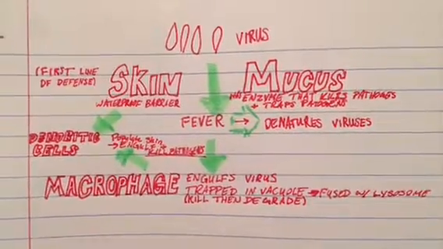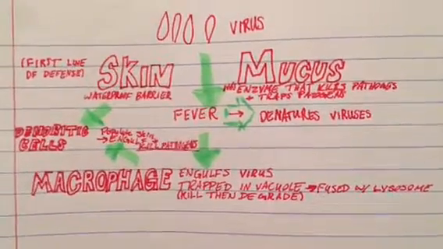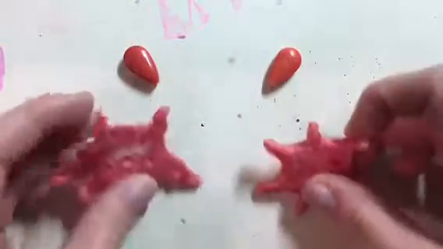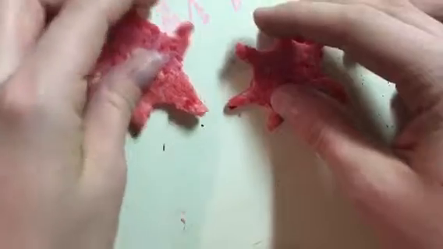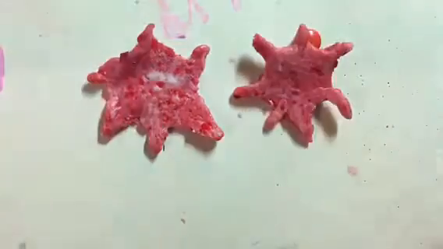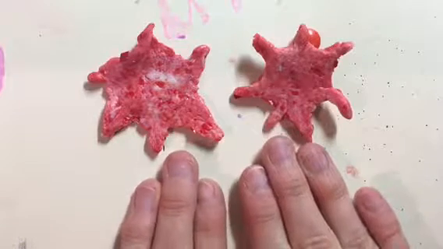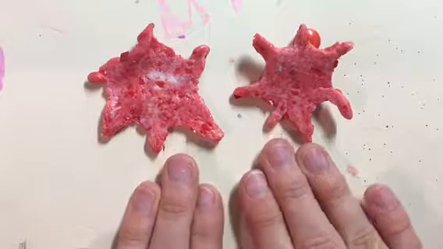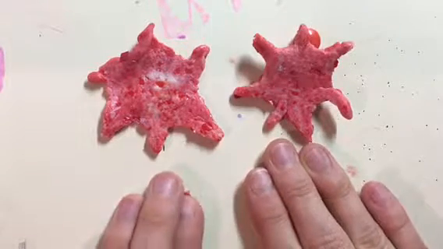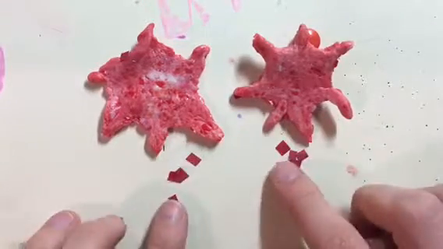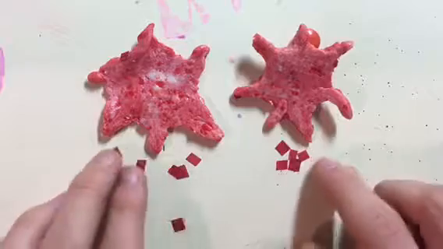Now let's take a look at the more inner workings of the immune system. Once the rhinovirus is inside the cell, macrophages come and find these viruses and engulf them. Once the viruses are engulfed, they are put into vesicles inside the macrophage. These vesicles are then fused with lysosomes. The lysosomes cut up and degrade the viruses inside the macrophage.